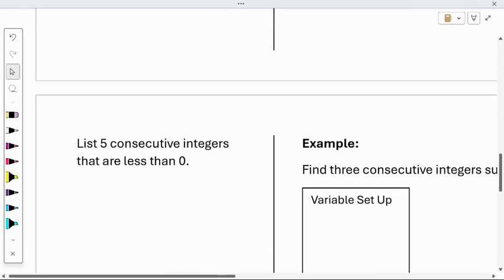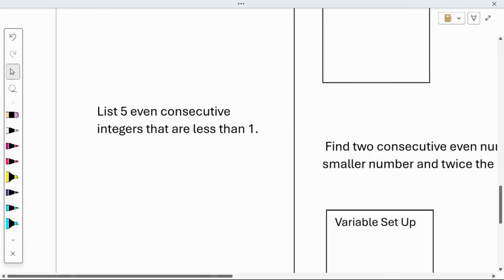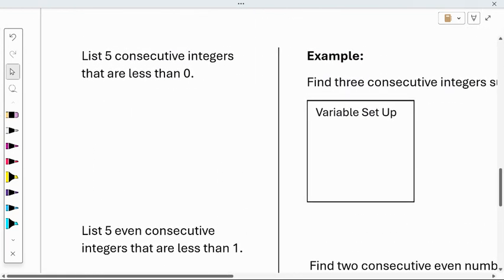So I think that we have 3 examples, 3 word problems. But before we do that, I wanted to tweak your brain a little bit and have you think of some consecutive integers. Because sometimes when we think about consecutive integers, we forget that they can be negative, okay? So I want you to list 5 consecutive integers that are less than 0. Yeah, less than 0 means negative.